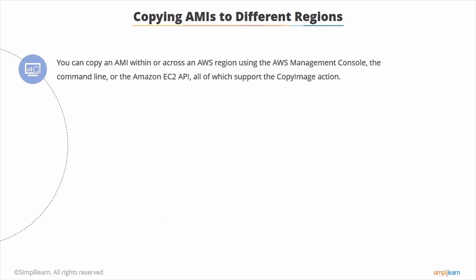You can copy an AMI within or across an AWS region using the AWS Management Console, the command line, or the Amazon EC2 API, all of which support the copy image action. Both Amazon EBS-Backed AMIs and Instance Store-Backed AMIs can be copied. You can't copy an encrypted AMI between accounts.